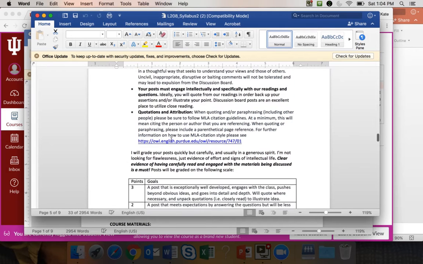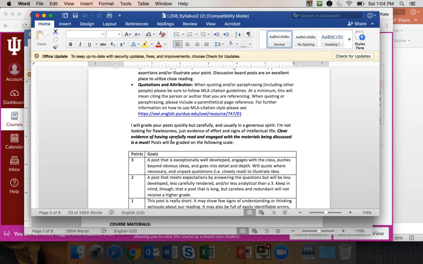And finally, quotations and attributions. When quoting or paraphrasing from another source, including other people, you need to be sure to follow MLA citation guidelines. At a bare minimum, that means citing the person or author that you're referencing, and then when quoting or paraphrasing from a text, including a parenthetical page reference. If you have any questions about how to use MLA citation styles, you're welcome to ask me. In addition, I've also included the name of a website called Purdue OWL. It's Purdue's online writing lab, and they have an excellent series on the MLA style guide.